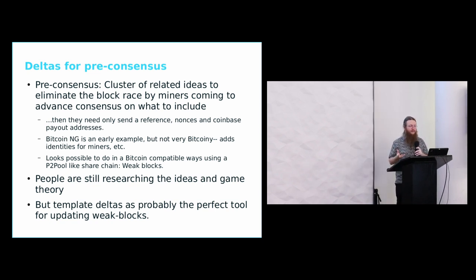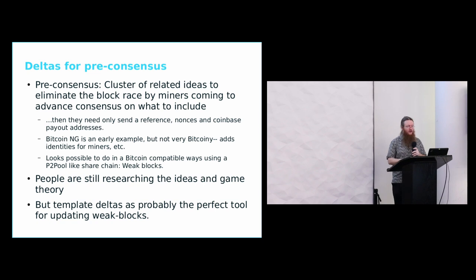Bitcoin-NG's paper is an early example of a pre-consensus technique, but it's not very Bitcoin-y. It works by introducing identities to miners, and it's not something that you could just slot into Bitcoin without very deep technical and economic changes. But it looks like it's possible to do pre-consensus in a very Bitcoin-compatible way. There are several ideas for it.